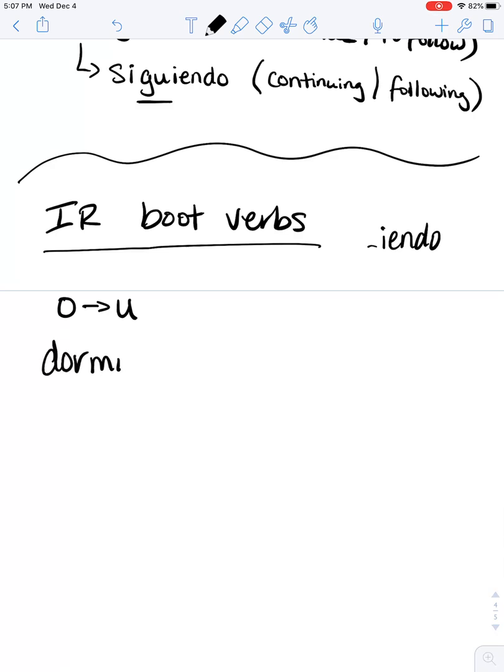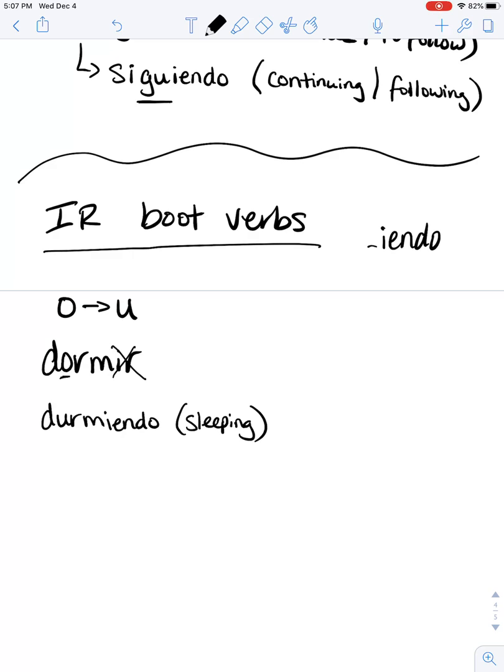The most common one you are going to come across is the verb dormir. We have an O here. That O is going to change to a U. So we change the O to a U, we take off the IR, so we're left with dorm, and then add our ending: durmiendo. So that would be sleeping.